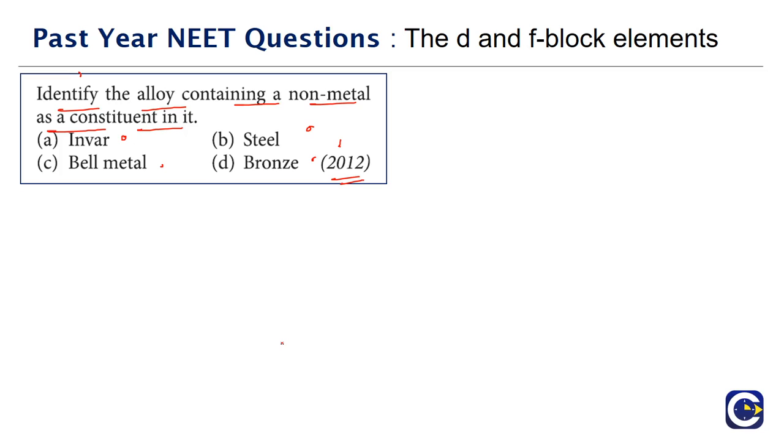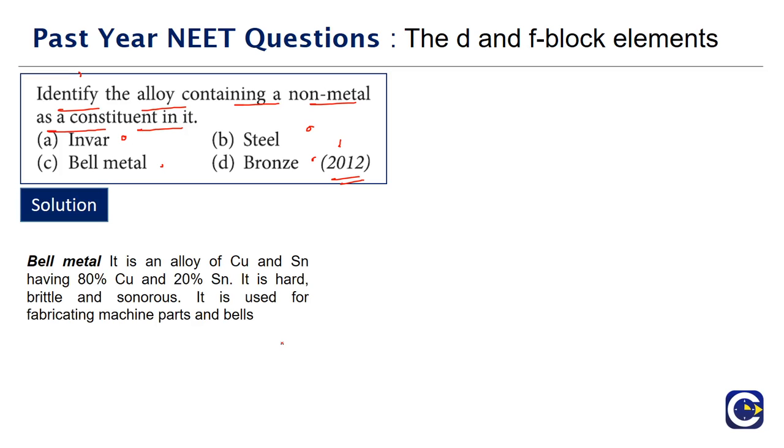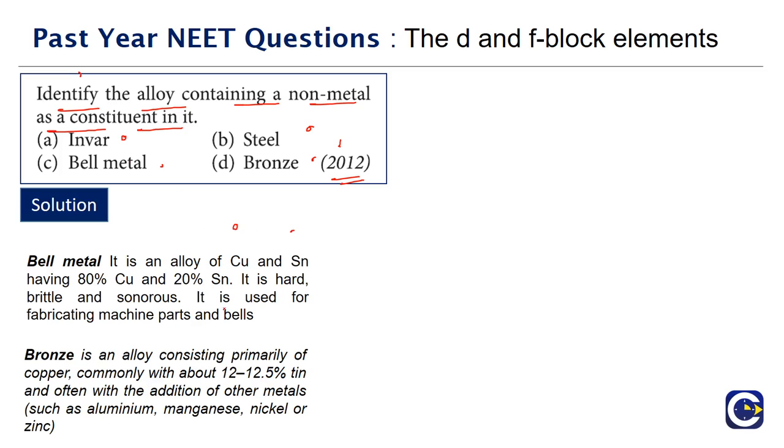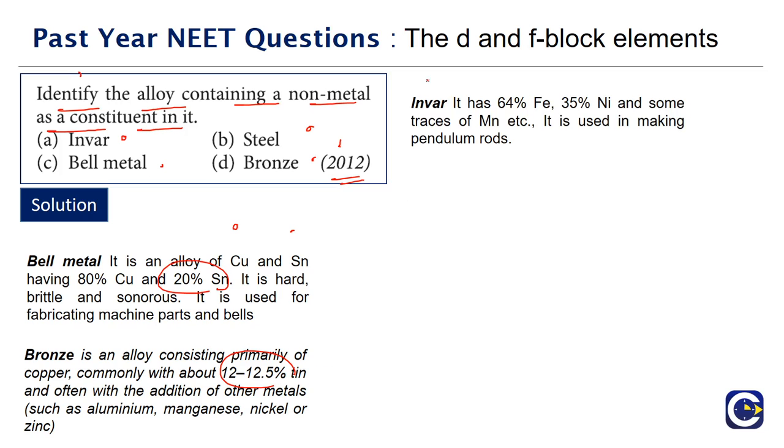There are two ways of remembering: common alloys and their composition, and second, common elements and their alloys. Both bell metal and bronze mainly contain copper and tin. In bell metal the tin composition is around 20%, in bronze around 12 to 12.5%. So they mainly contain only metals. Whereas invar is a variety of steel. It mainly contains iron and nickel and some small amounts of manganese. Iron and nickel are the main constituents of invar steel.